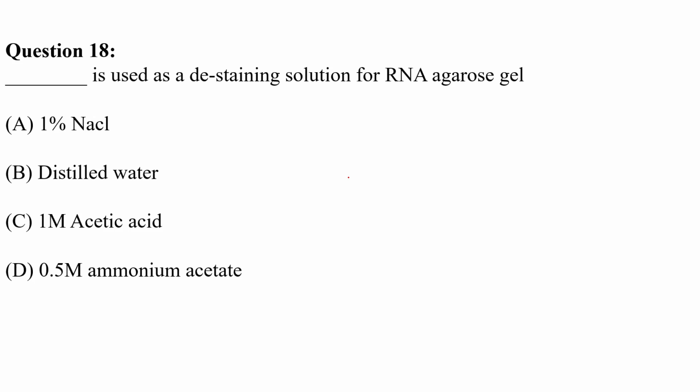So the correct answer is option D, 0.5 molar ammonium acetate. So why do we destain it? Basically, for RNA agarose gel, we are not adding the ETBR in the gel. Instead, after running the gel, we dip the gel in the ETBR solution. Sometimes the background of the gel also gets stained. It's very difficult to visualize the band if the background is also fluorescing with orange. It's a highly fluorescent dye, so it can sometimes stain the background. To destain the background so that we can see the band separately against a lighter background, we use 0.5 molar ammonium acetate to destain the gel after staining it.